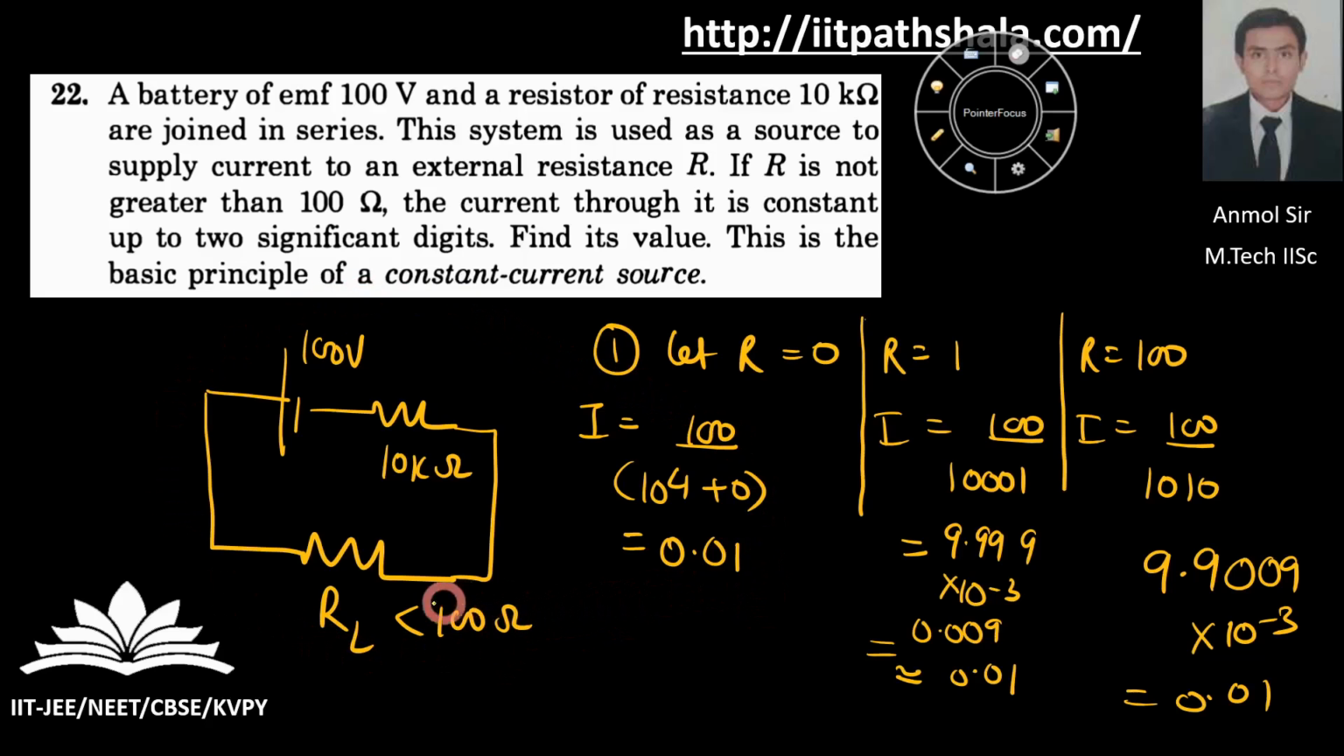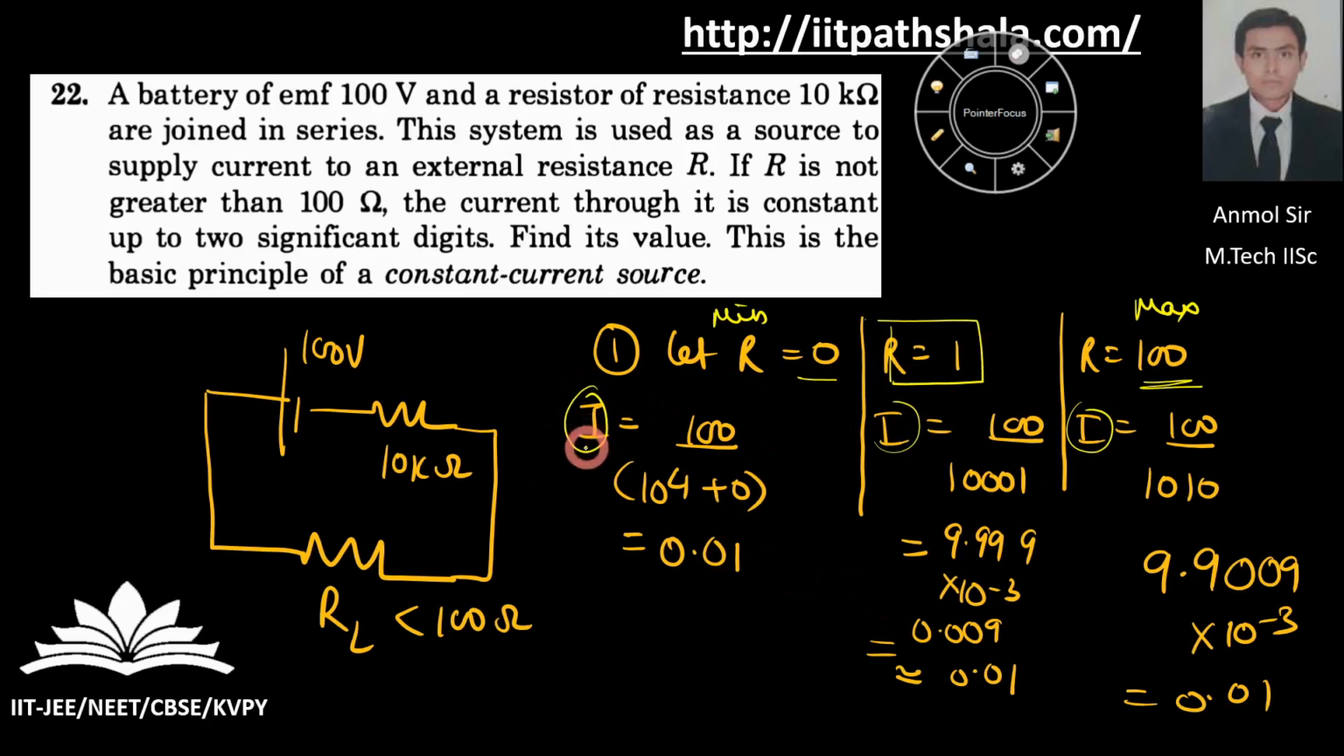Now to verify this principle, I have taken three arbitrary values of resistance over here. First one is 0, second one is 100 ohm, the extreme value. So the first one is the minimum value, the second one is the maximum value, and one value in between both of them, which I have chosen as 1. So now I have found the value of I for each case.